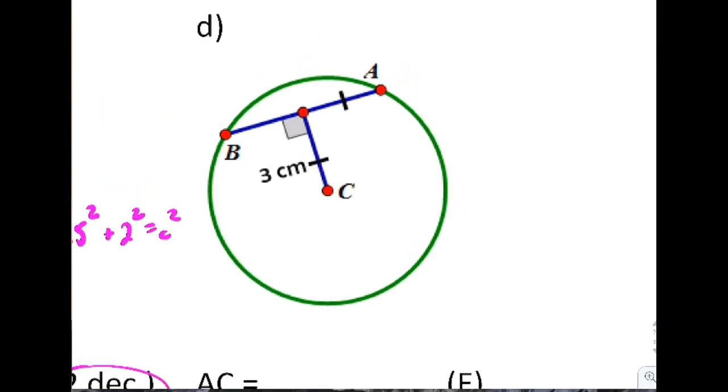AC again, same idea. This one says if this is 3, and that's the same marking, then that's 3. So Pythagorean theorem with 2 legs that are both 3 will give you AC.